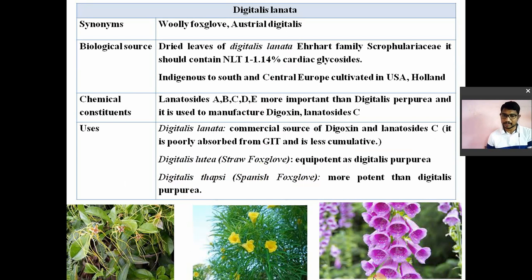The Digitalis plant will look like this. So you can see the flowers. You can easily insert these flowers on the finger, that's why they are known as lady's finger flowers. This is Digitalis. This is Strophanthus.